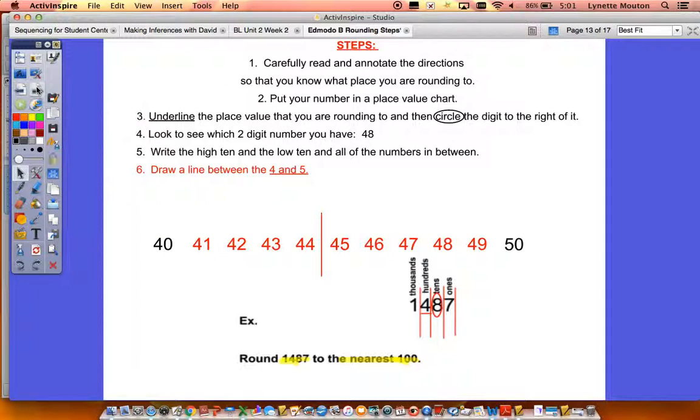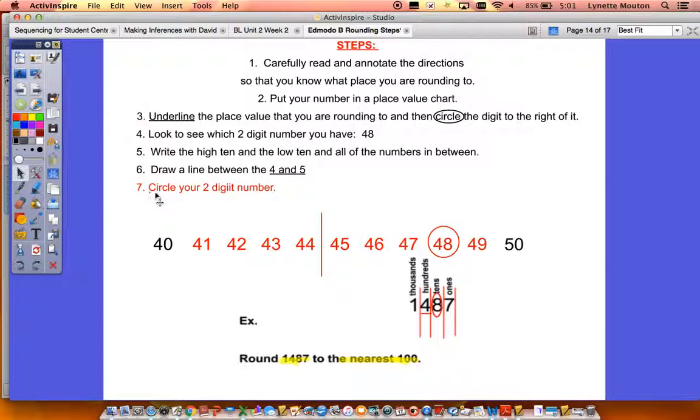Step 6 is to draw a line between the 4 and the 5. Remember we said when we counted, there are 9 numbers in between here. So how do we decide which ones go to the low 10, which ones go to the high 10? There needed to be some type of rule. And just as a little funny aside, we said there was this team of math nerds who liked math so much that they came up with a rule, and they decided to put the line between the 4 and the 5 since there's not an even number of numbers between there.